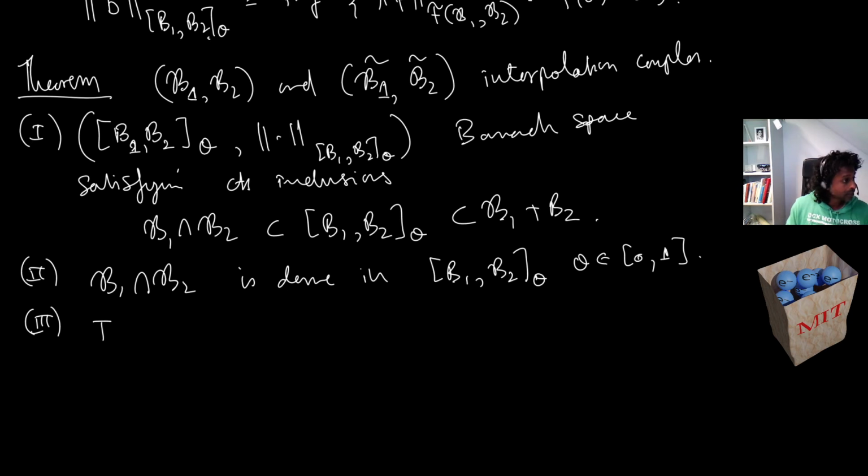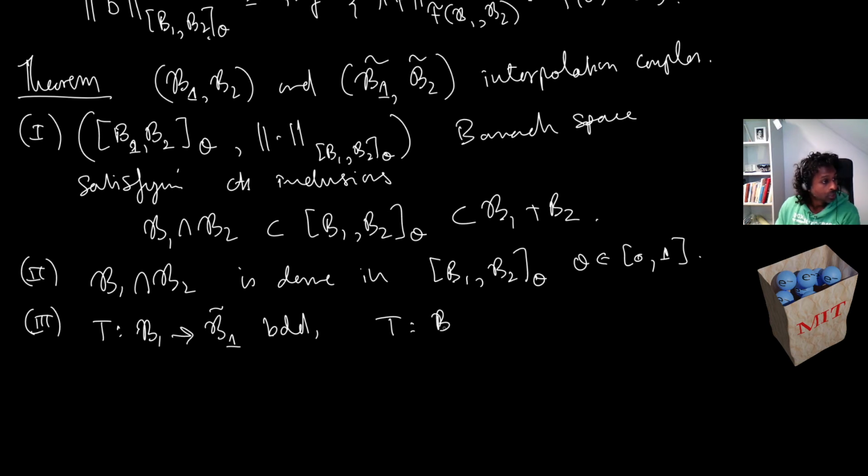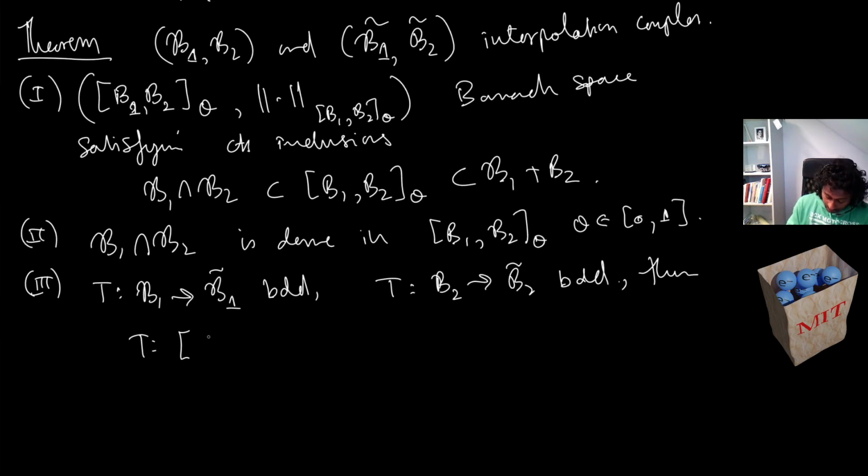So T, if we have a map from B1 to B1 tilde that's bounded, and we have T from B2 to B2 tilde bounded, then we have that it's bounded on the interpolation scale.